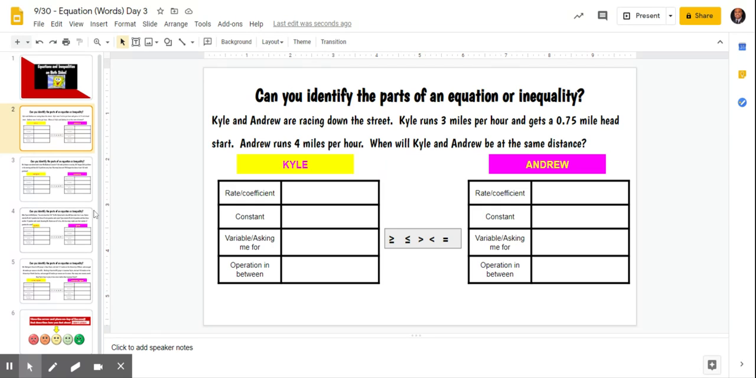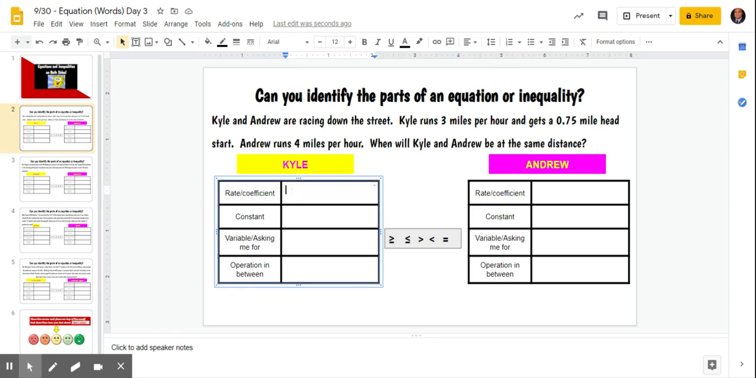Okay, so here I need to find the rate / coefficient for Kyle. I'll need to find the constant for Kyle. The variable, I need to type the variable or what it's asking me for, and the operation in between. Okay, and I'm going to do the same for Andrew. Okay, now sometimes it's just nothing, and we'll see by getting more practice.